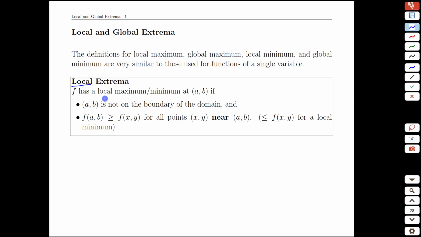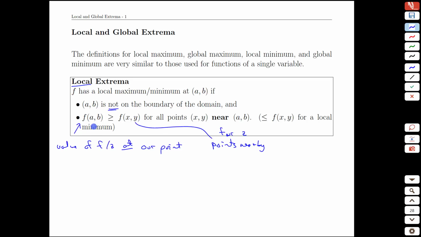Starting with local extrema, we consider that a function has a point that's a local max or min if, first off, the point is not on the boundary of the domain. So we're only looking for interior points here. And if this is the value at our point, the value of f or z at our point, that has to be as large as or larger than points nearby, the f or z value nearby.